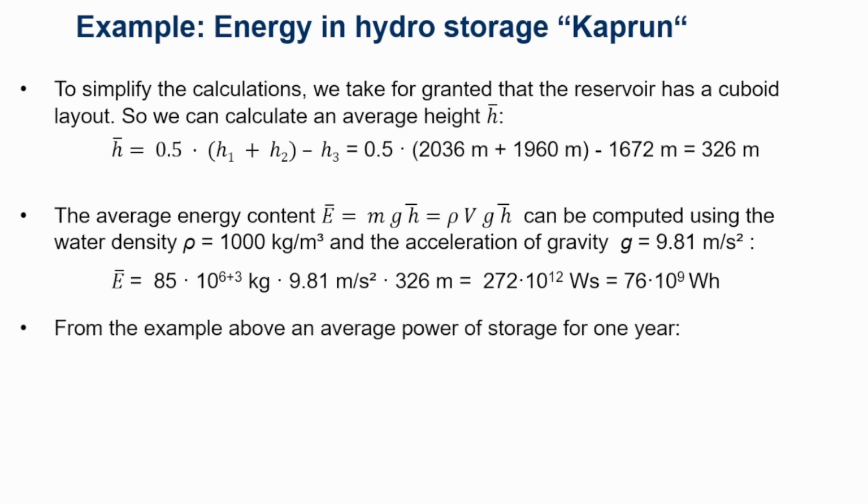So if you calculate the average power available during 1 year, we divide this by the number of hours of a year, that is 8,760 hours. So that's equivalent to a constant power of 8.6 megawatts.